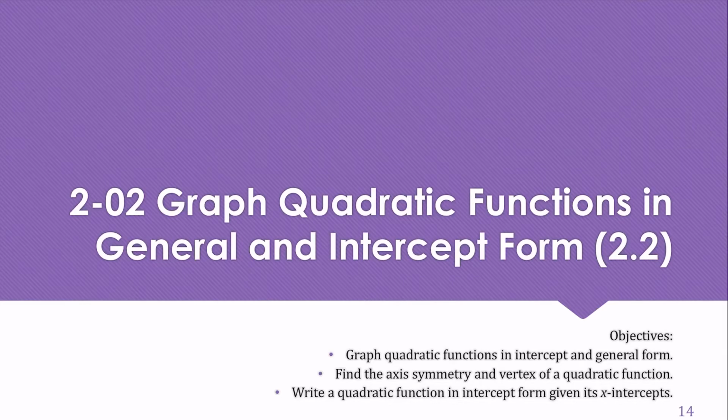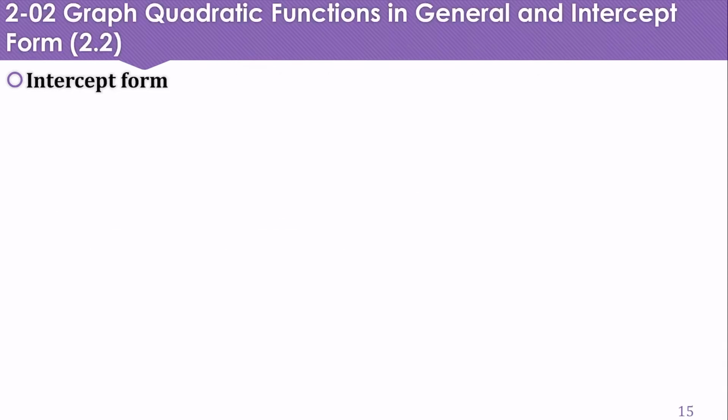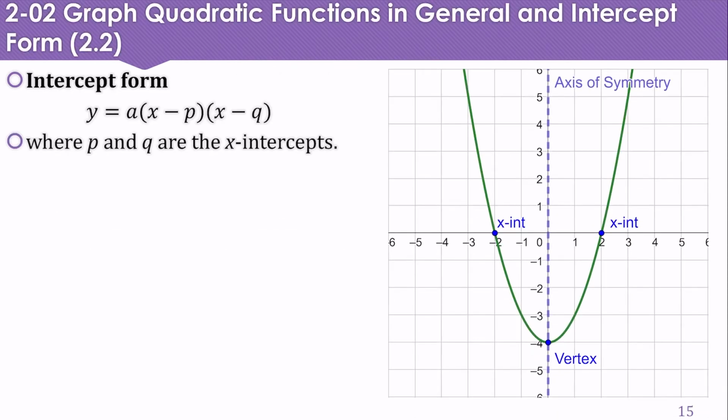Lesson 2.2. Graph quadratic functions in general and intercept form. Intercept form is y equals a, x minus p, x minus q. And it's called intercept form because p and q are the x-intercepts. So here's a p and there's a q.